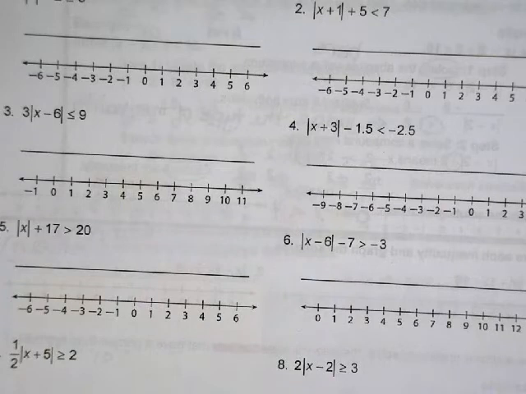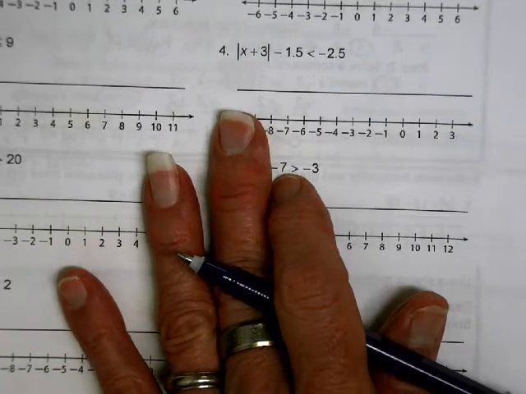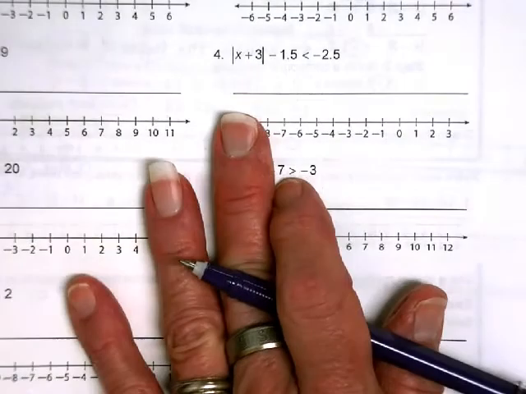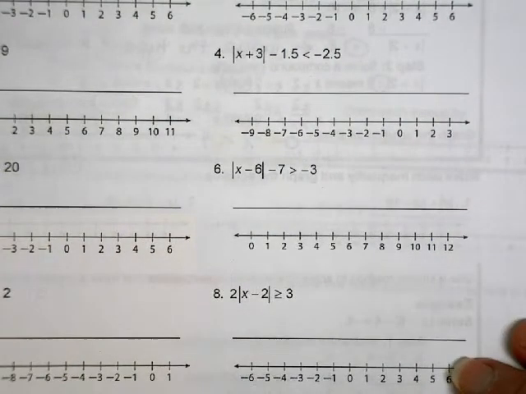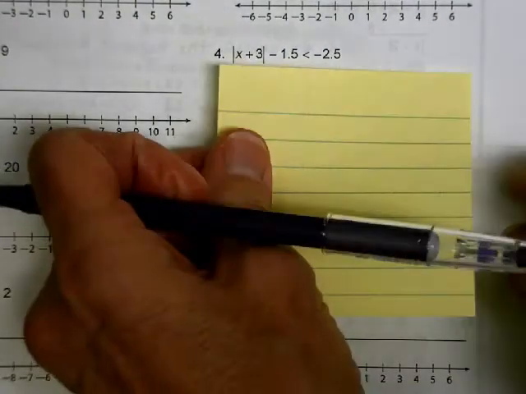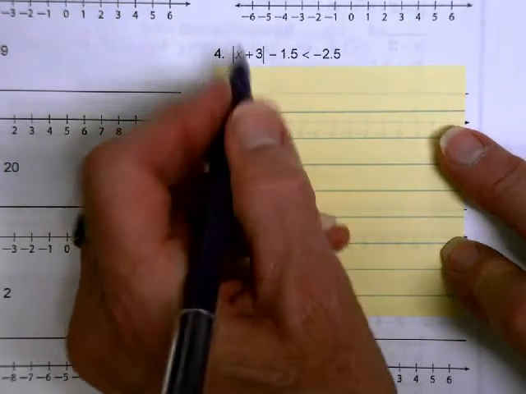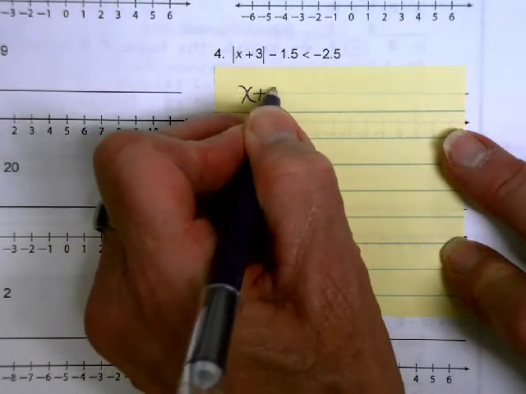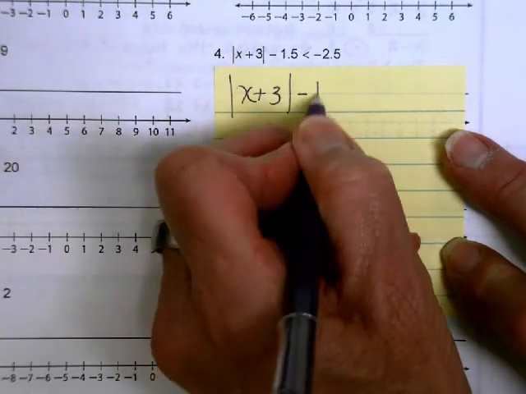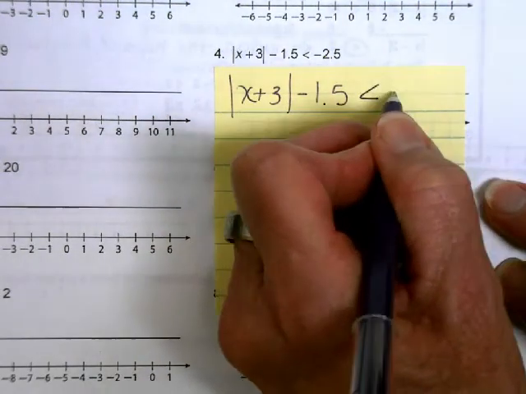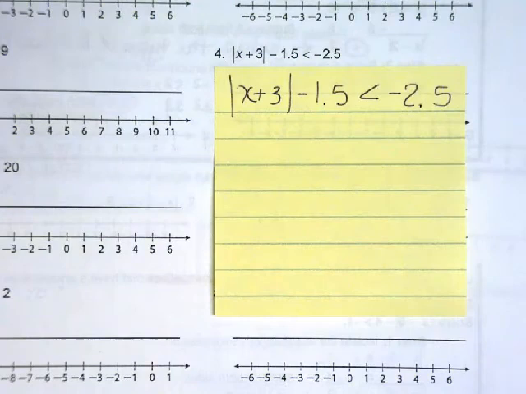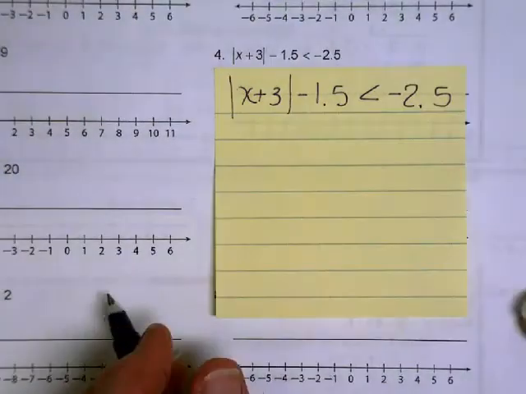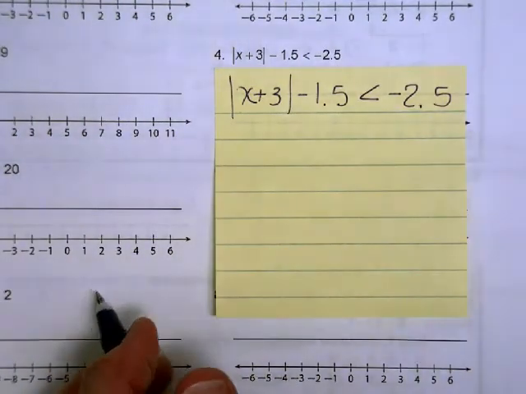Okay, let's see. We do number 4. I'm going to need a sticky note because there's just not enough space for me. I'm a fat writer. X plus 3 minus 1.5 less than negative 2.5.